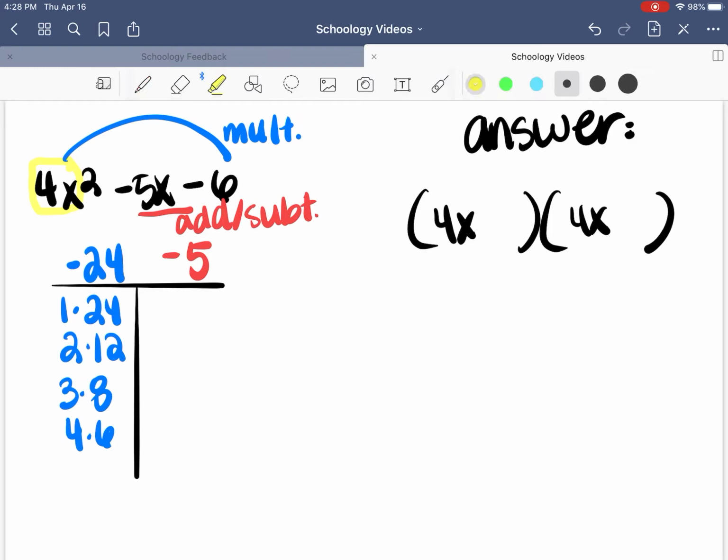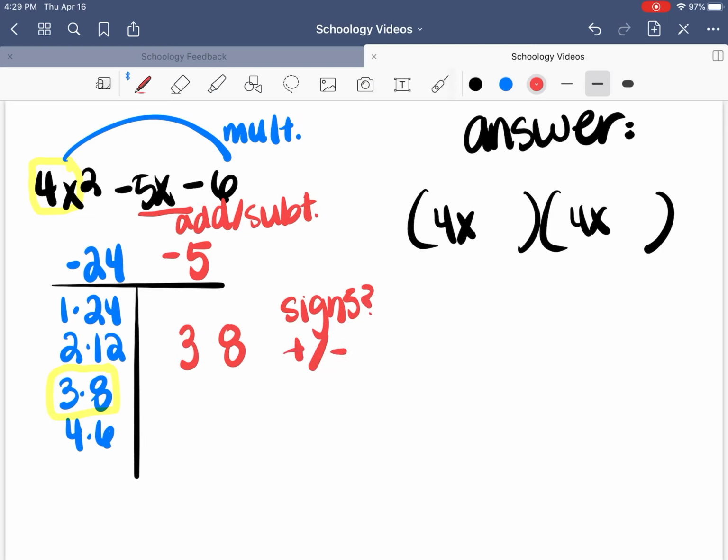So which ones can you add or subtract to negative 5? It could only be 3 and 8. So let me write those down on this side. On this side, make sure that you tell me what signs do I pick. Like, is it going to be positive or negative? So because I need to subtract them to get negative 5, I will have to have opposite signs. If you need to add them together, they need to have the same signs. So for here, they need to have opposite signs.